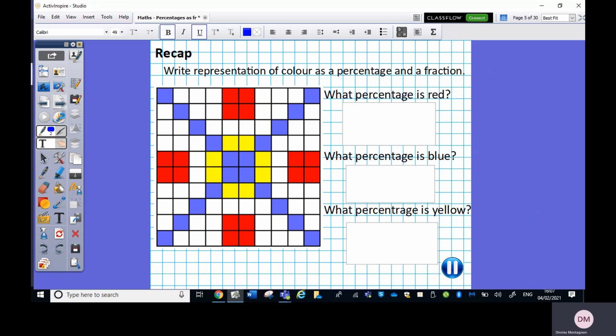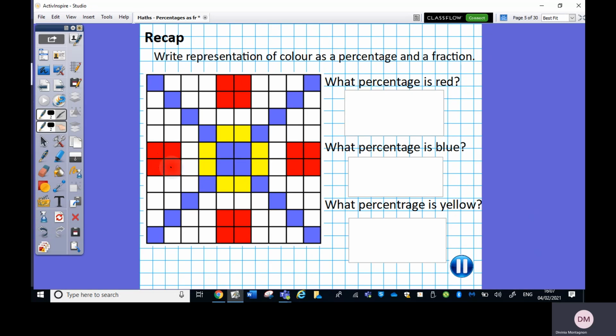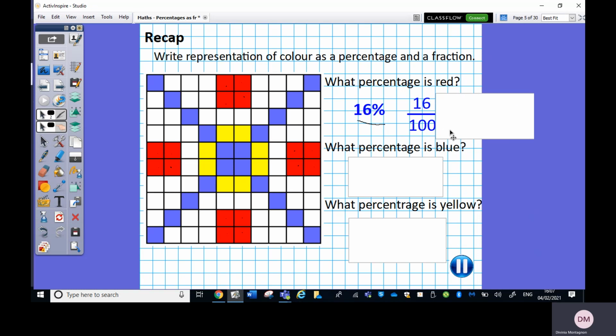What percentage is red? I'm going to take my pen here, and we have 1, 2, 3, 4, 5, 6, 7, 8, 9, 10, 11, 12, 13, 14, 15, 16. So 16 out of 100 equal parts, so it would be 16 hundredths. Oh, sorry. It would be 16% and therefore 16 hundredths.